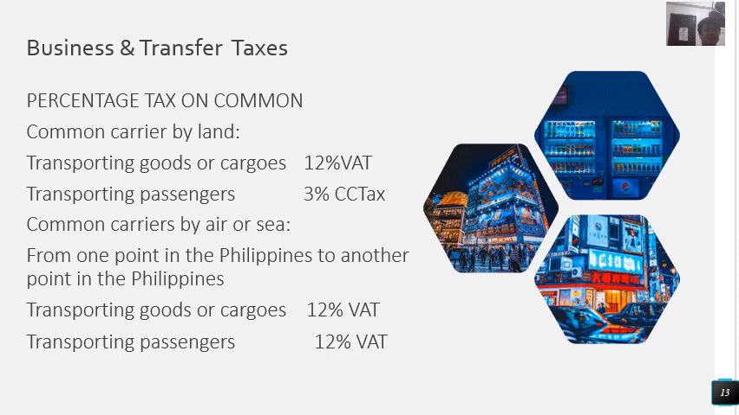So, ano ba yung mga common carrier by land? O yung mga dumadaan sa kalsada. Next, dito naman tayo sa common carrier by air or sea. From one point in the Philippines to another in the Philippines. O sa within the Philippines lang muna. Ha? So, yung una kanina, common carrier by land, hindi na in-specify na within or without the Philippines kasi impossible naman na makapag-travel ka by land sa other country, no? Hindi pwede, di ba? Walang land na nakakonect sa other country sa atin kasi nga tayo ay island.